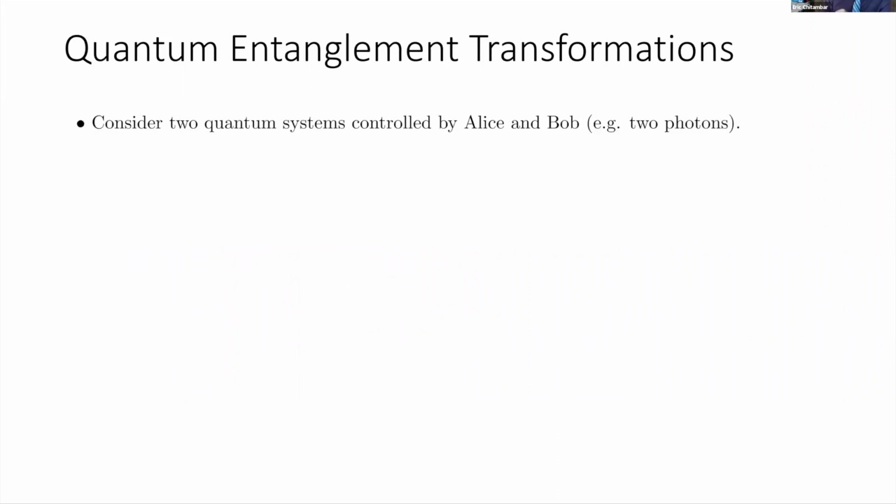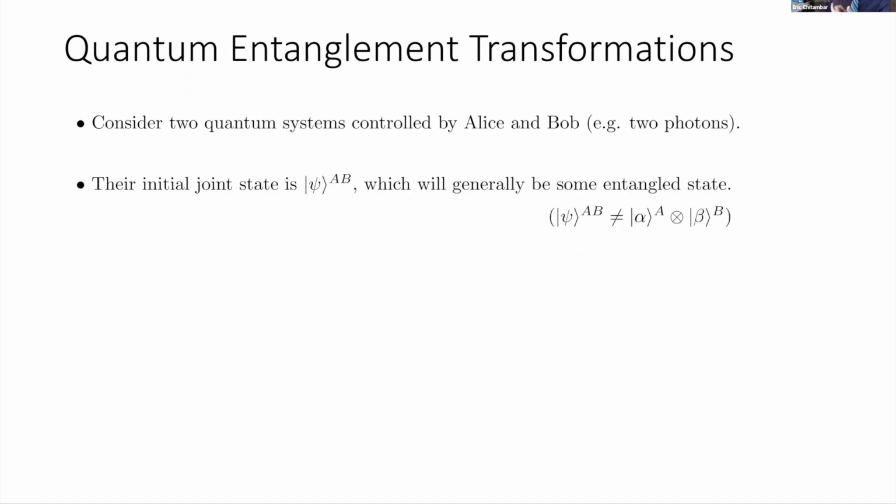Okay, I'm going to give you a third example here, and hopefully the point will be obvious to you at the end of it. So now this is a quantum one. So consider two quantum systems controlled by Alice and Bob. So Alice has one part, Bob has the other. If you think of your favorite quantum system, maybe 2 photons is good, an entangled pair of photons. And their joint state is in some pure state psi. Again, it's arbitrary, but in general, this could be some entangled state.